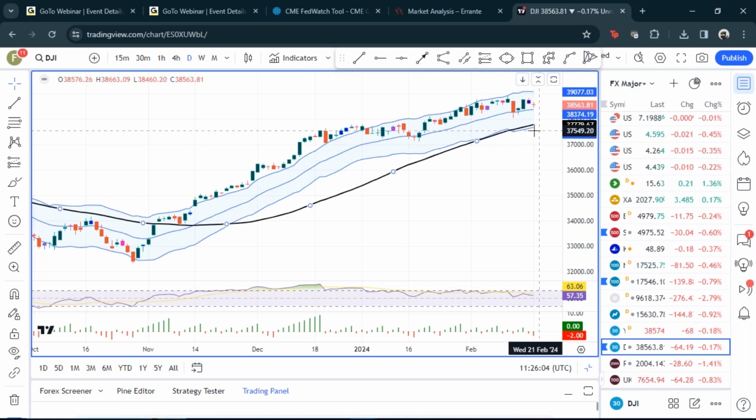And then below that, you've got the 50-day plus probably these levels here, which tally with the 50-day, actually. The 50-day moving average on the Dow is at 37,779.